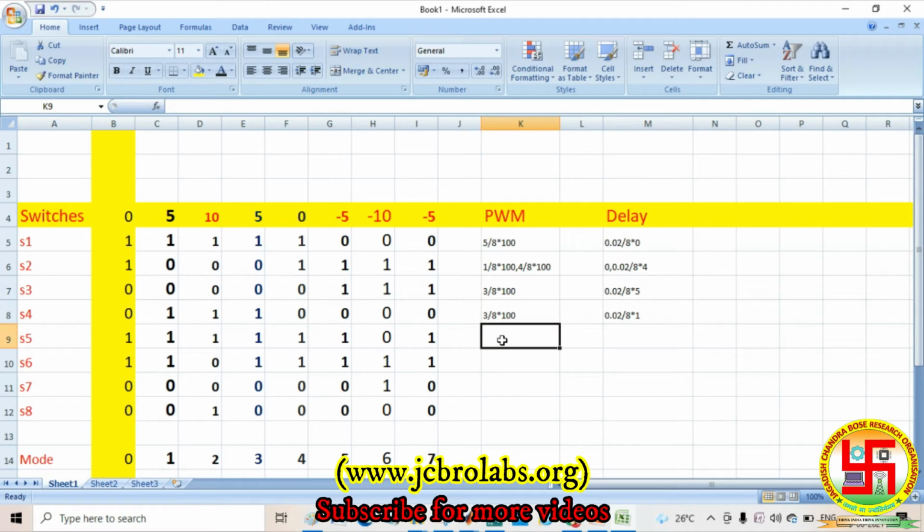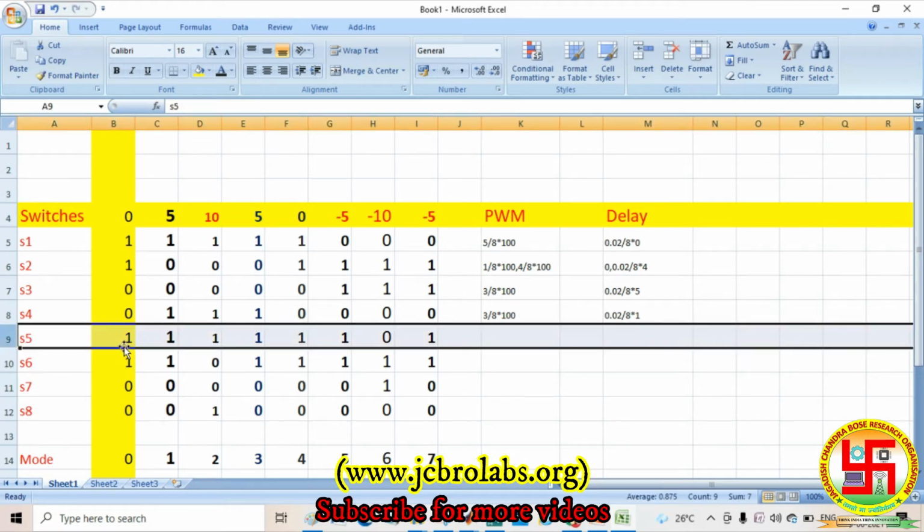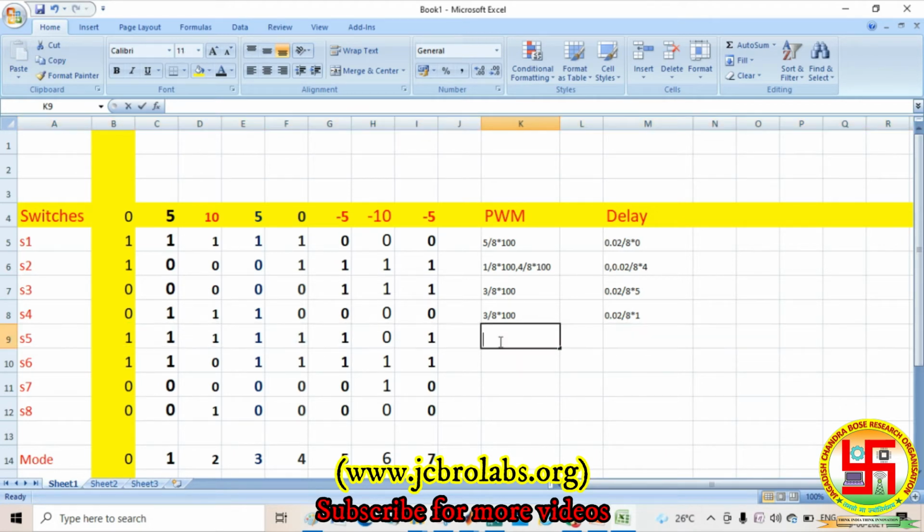Now S5, what is S5? You can see S5 from 0 continuously turns on up to -5. So totally 6 by 8 into 100, then again it turns off, then it turns on, so 1 by 8 into 100. Now the delay value is 0, and 0.02 by 8 multiplied with the mode of operation 7. You can see this is for mode of operation 7.